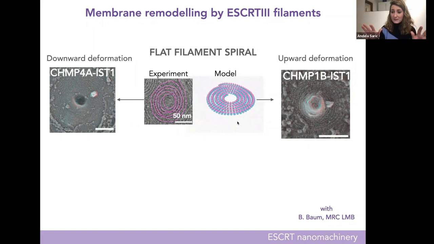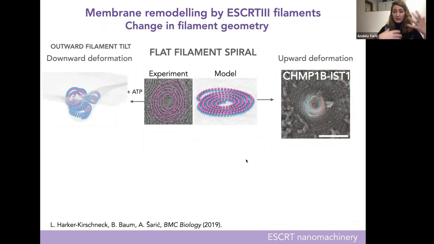So we tried many different things, and we realized that the only way that we can capture what's seen in experiments, all these different shape changes, is if the filament itself changes the shape, which we believe is driven by ATP. So if the filament changes its membrane binding position from flat into tilted, which you'll see here. So if we tilt it towards the outside, the spiral will naturally transform into a helix, and you'll get downward deformation, just like what's been observed in experiment.